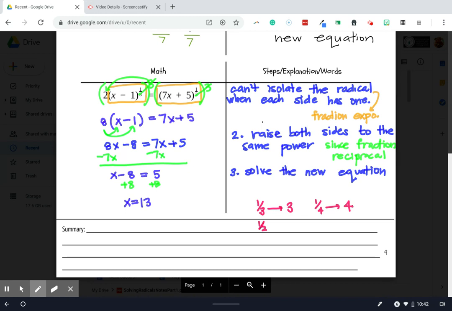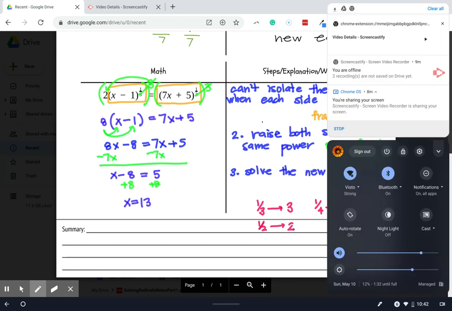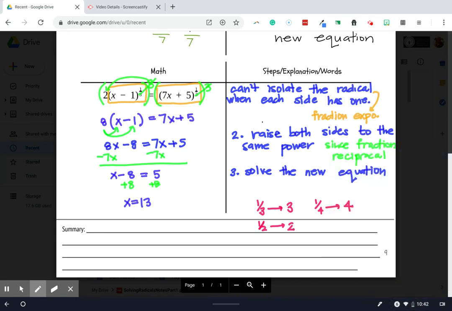And just because it's possible that you might have a crazy problem someday, if you saw something like 2/3, well, then you would raise to the 3/2, right? Because it's the reciprocal. But I won't give you any like this. Delta Math won't give you any like this. So just be more mindful of the ones where the fraction is on top.